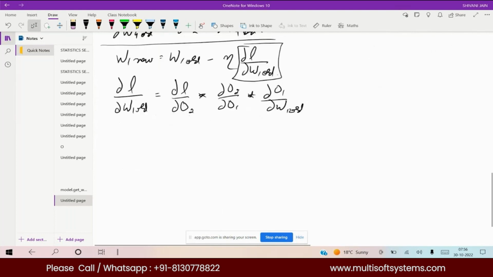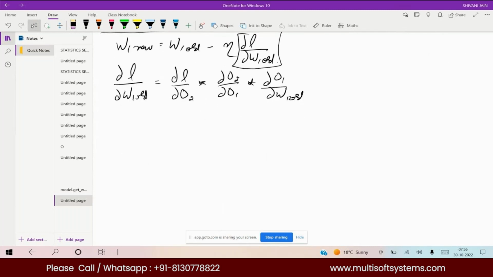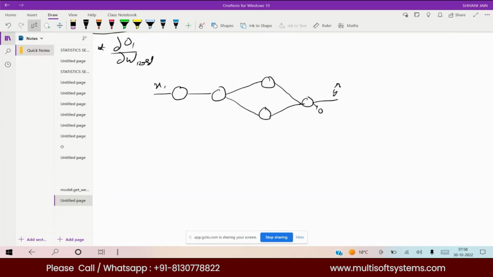Now let's complicate things a little bit. Instead of this easy neural network, let's take a more complicated one. This is my input layer, and this is my y hat, the output coming from here. This is my x1, this is my w1, and the output coming from here is o11. This is my w2, this is my w3, and the output coming from here is o21. Then w4 and w5, the output coming from here is o22, and this is my o31.